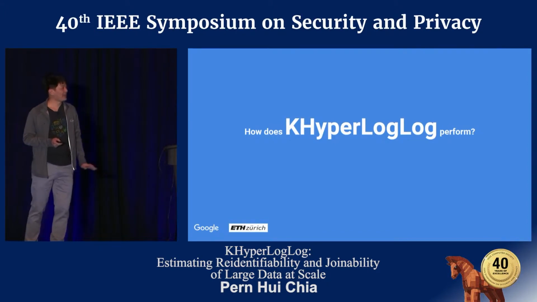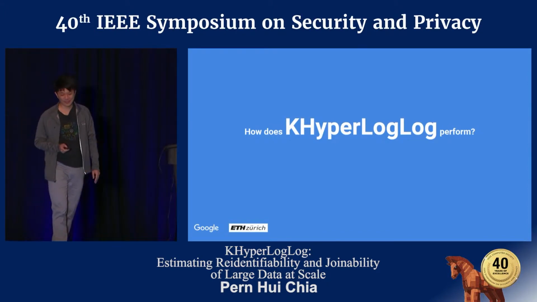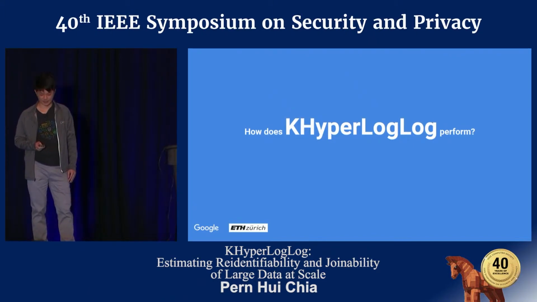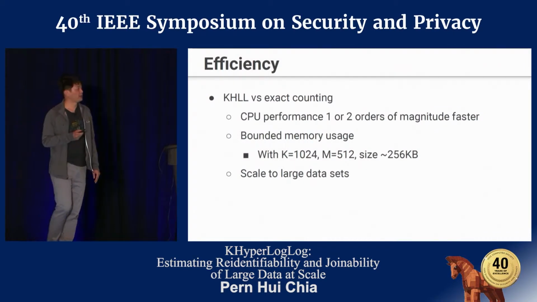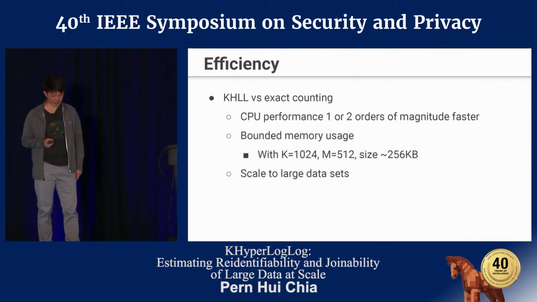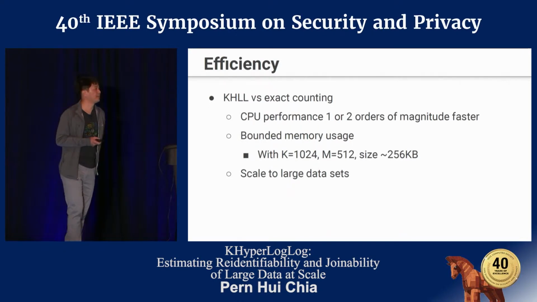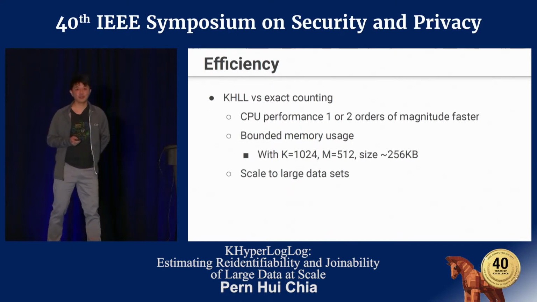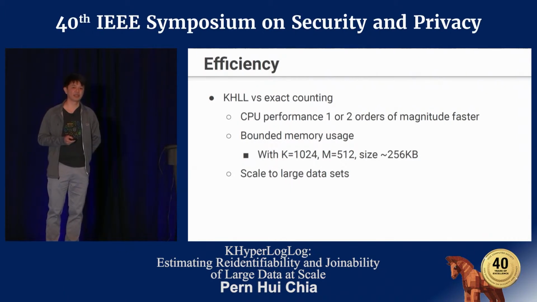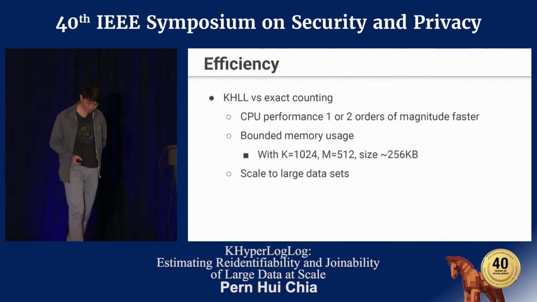Right, so we evaluated the performance of KHyperLogLog through experiments. Compared to the counterpart of exact counting, we find that the CPU performance of KHyperLogLog is consistently one or two orders of magnitude faster. And because it has bounded memory usage, it allows us to scale to very large data quickly and efficiently.